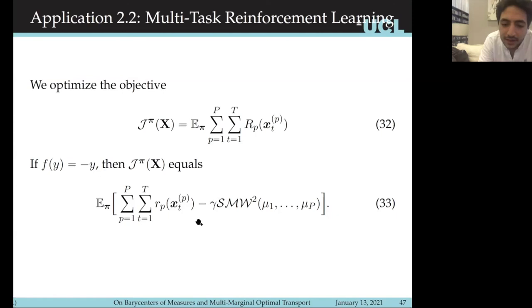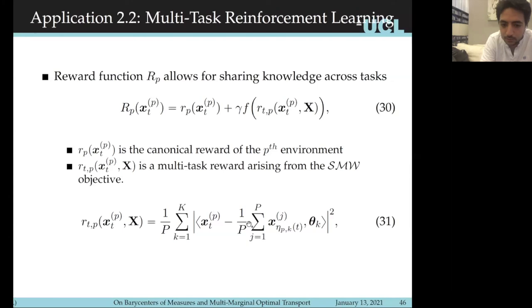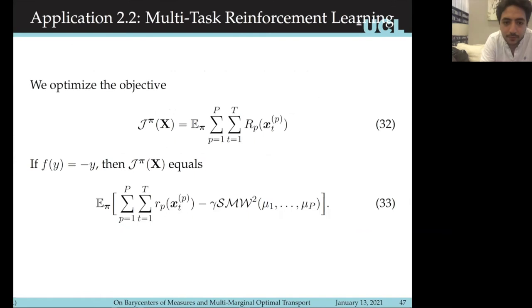And it's adding a regularizer, which is a slice multi-marginal Wasserstein between mu1 to mu p, where mu1 to mu p are the trajectories of each agent. And that basically enforces that the policies learned by each of the agents have to be structurally related. This term says that the trajectories of each agent have to be structurally related. And so that's what happens when you set this second reward function to this and f of x to minus x.